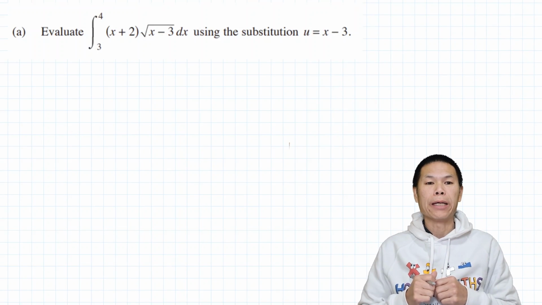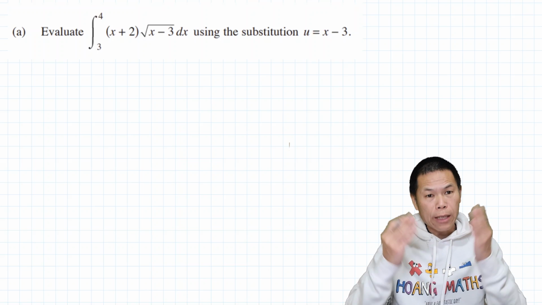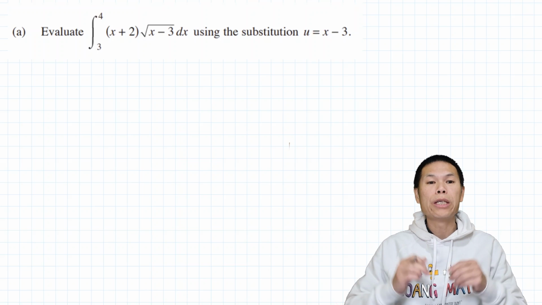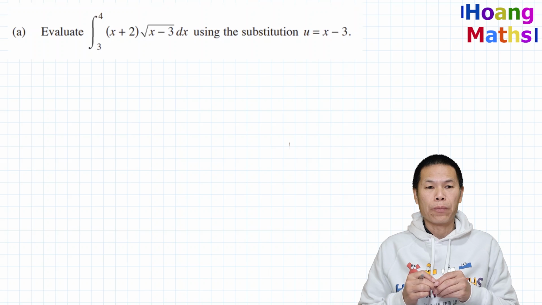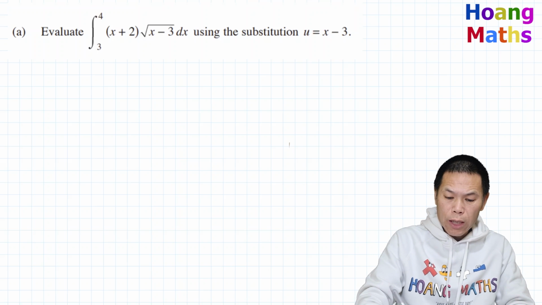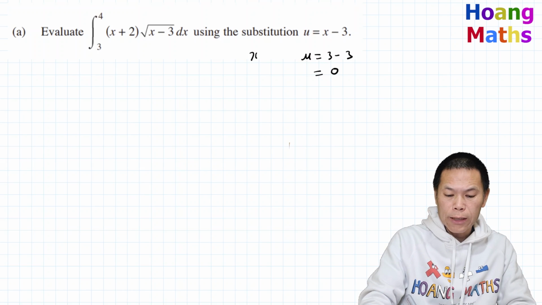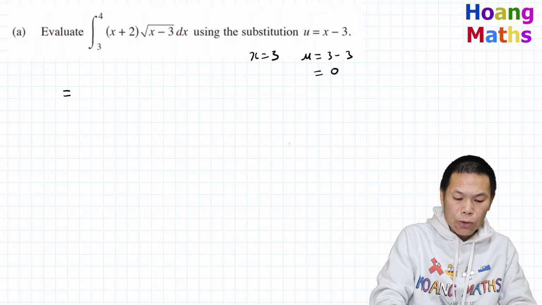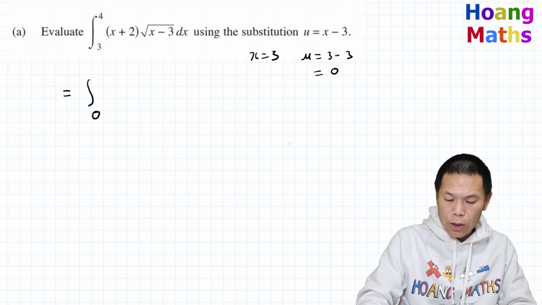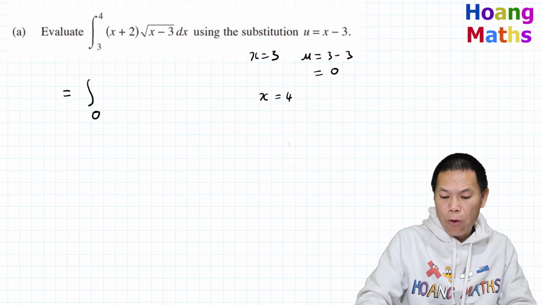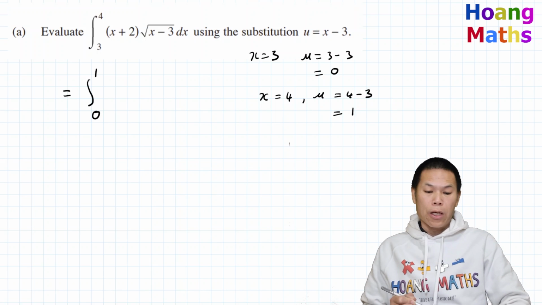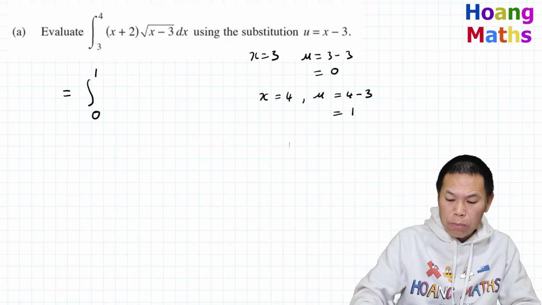First one, part A. To evaluate this by using substitutions, u is equal to x minus 3. So if x is equal to 3, that means u is equal to 3 minus 3, which gives me 0. So if x is 3, we integrate from 0. When x is equal to 4, u is equal to 4 minus 3, which gives me 1.